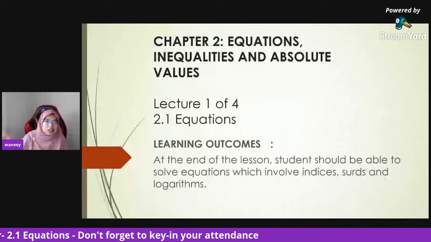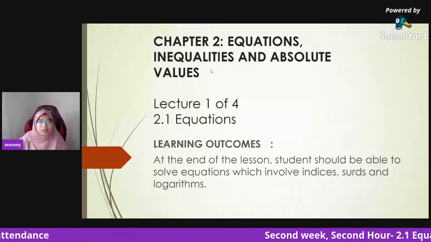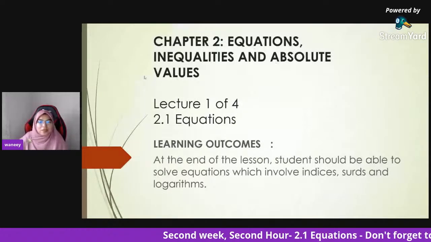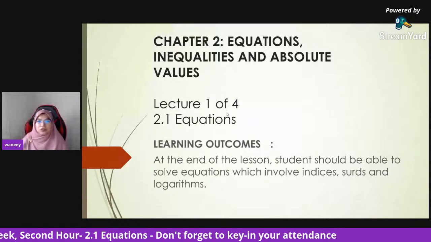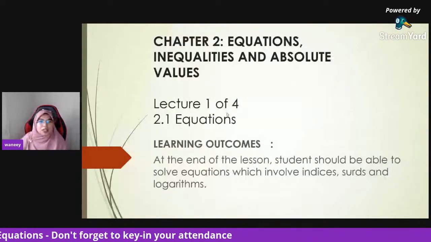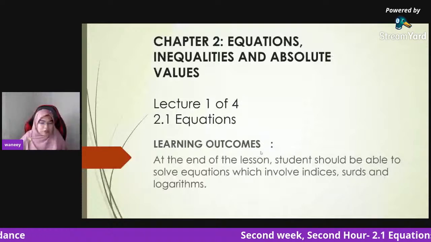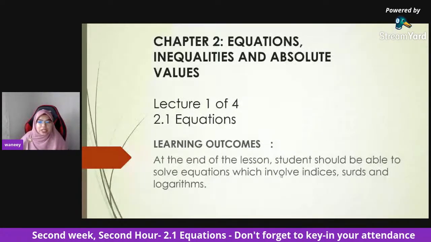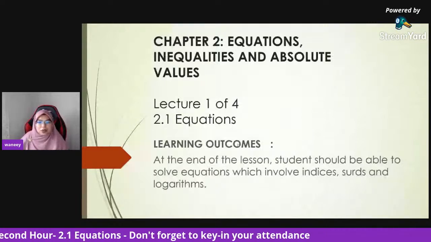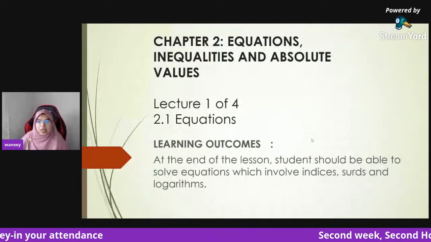Okay, so it's 12:03, so let us start then. Chapter 2: equations, inequalities, and absolute values. This is the first lecture out of 4, so I'm going to spend around 4 hours on this chapter. At the end of today's lecture, you should be able to solve equations which involve indices, surds, and logarithms. So we're going to learn how to solve the equation when it involves indices, surds, and logarithms.